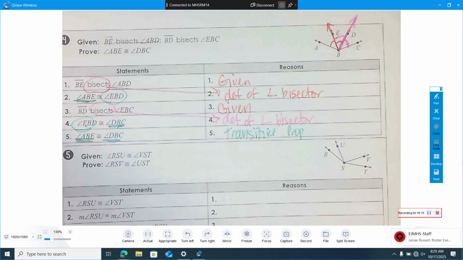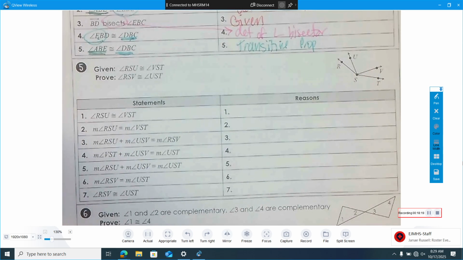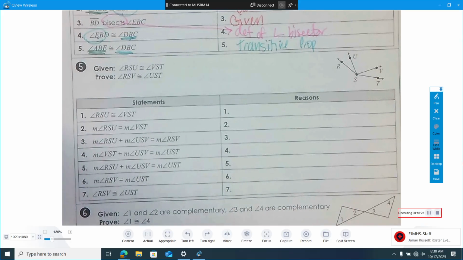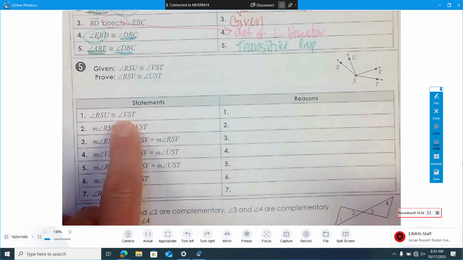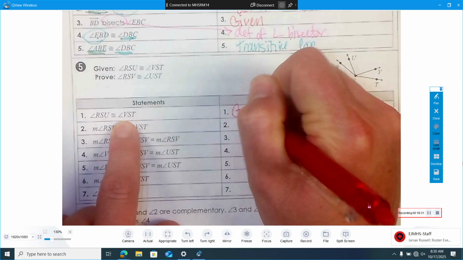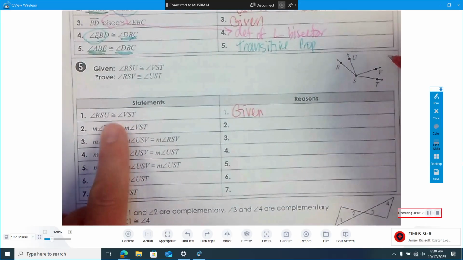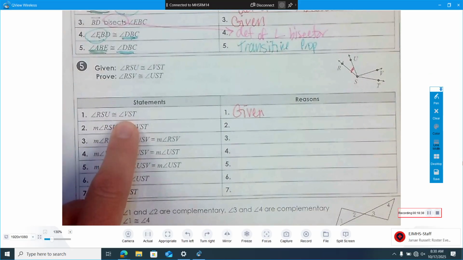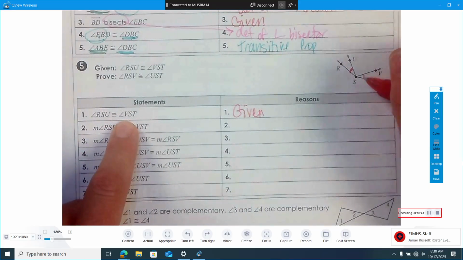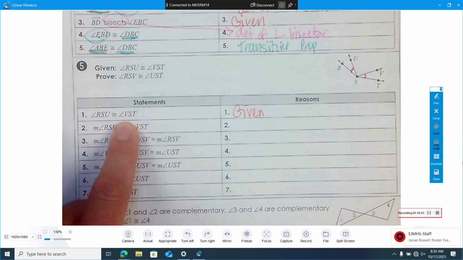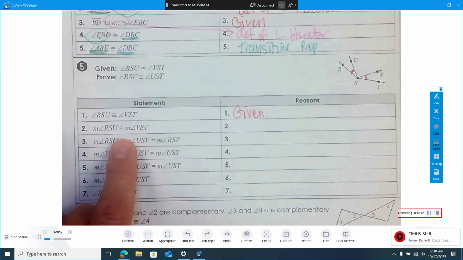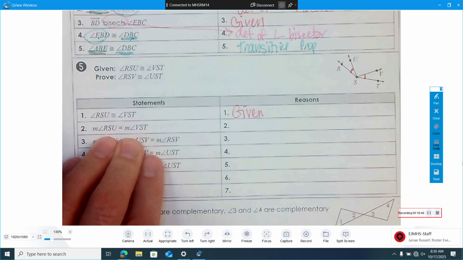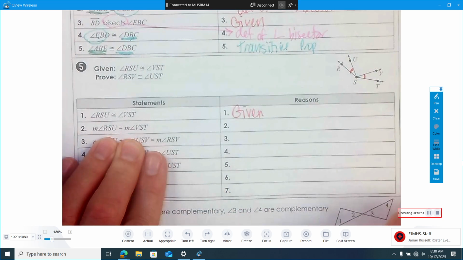Okay, let's just do this last one here. I think that'll be fine, number 5, and we'll call it good. All right, right off the bat, I have RSU is congruent to VST, number 1, because it's given. Hey, very good. Let me mark my picture. RSU, this little angle right here, is congruent to angle VST, this little guy over here. Those 2 angles are congruent. Let's see, what's the next step? Very good. Yes, how did you know that?